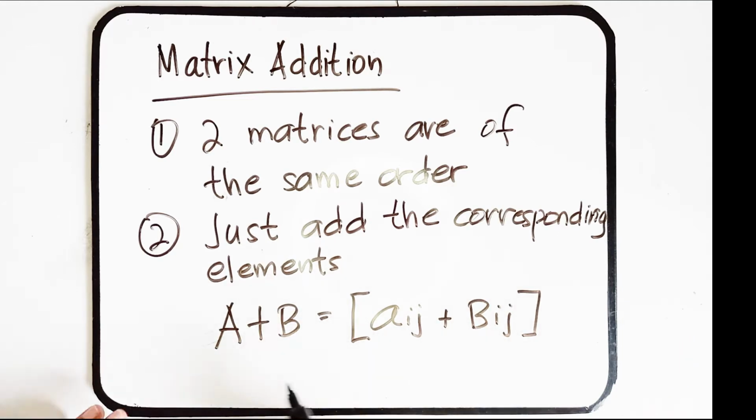Meaning, if you have a matrix A added to matrix B, it means that each element in your matrix A should be added to the same element of your matrix B. These are the things that you have to remember. So you have to take note of this.